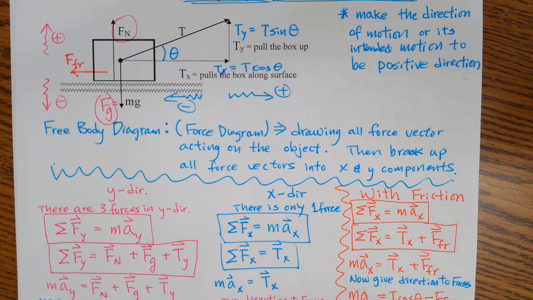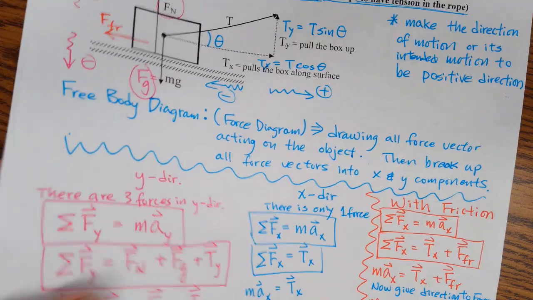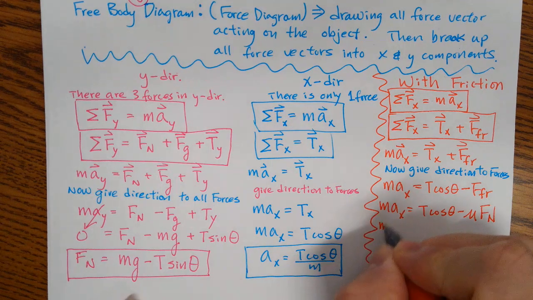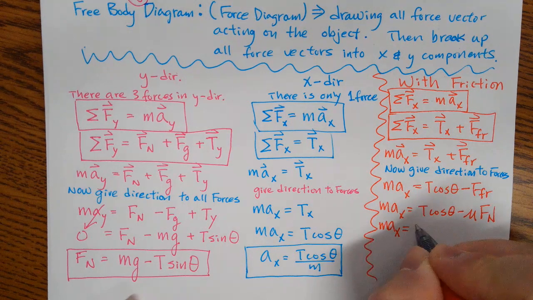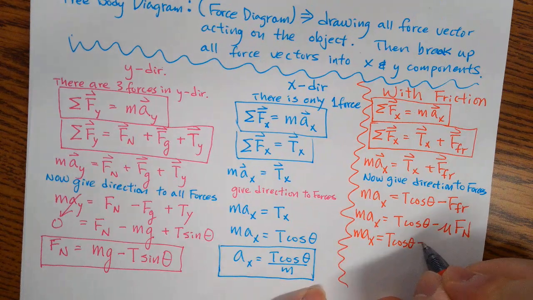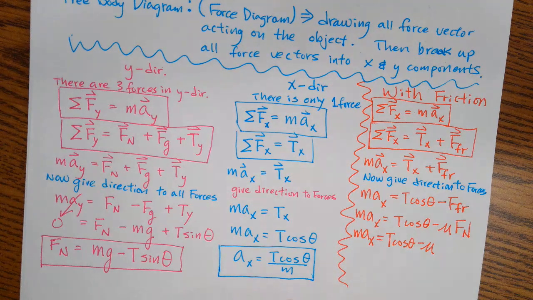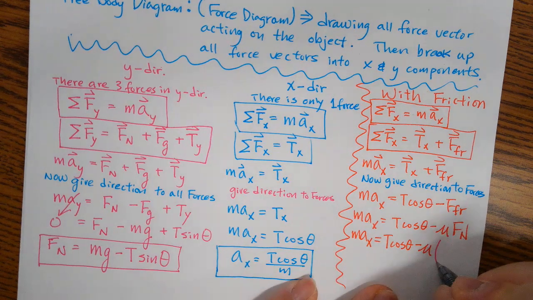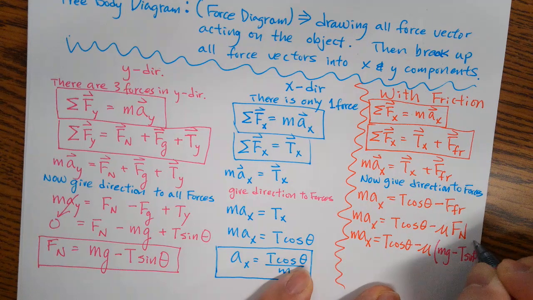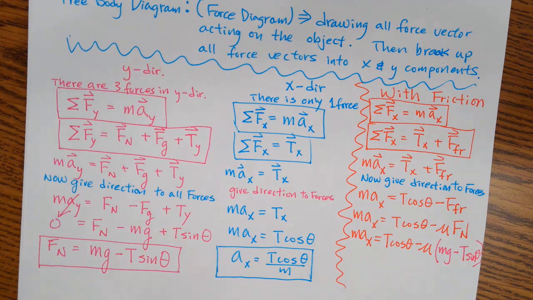We know what F normal is. F normal here is this culprit right here. So we can say MAX is equal to T cosine theta minus mu times mg minus T sine theta. Running out of room.